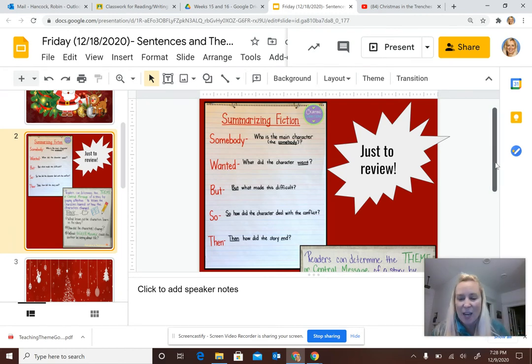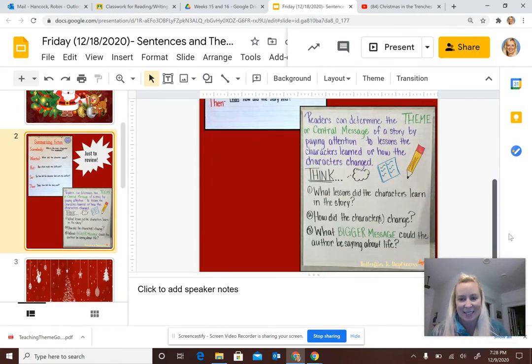Then after we summarize, that's when we can start thinking about what's the theme. When we summarize, we think about what were the big things that happened, because lots of times we get tripped up on theme because we want to think about little details, and we don't need to think about little details. We need to think about the major things that happen in the story in order to determine the theme. Readers can determine the theme or central message, the lesson of a story, by paying attention to the lessons the characters learned or how the characters changed.